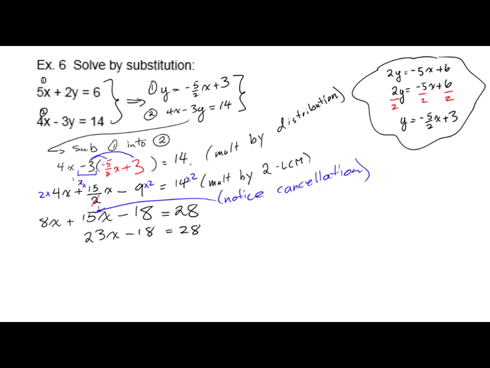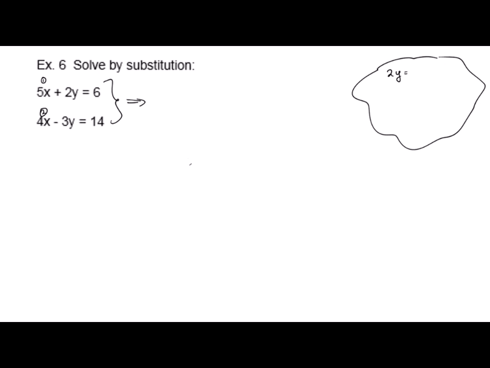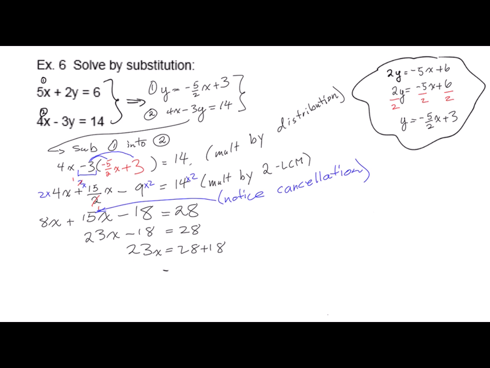So now we end up with 23x minus 18 equals 28, and then we'll move the 28 to the other side to get 23x is equal to 28 plus 18. And so we now end up with 46 equals 23x, and we go through this math and we end up with our value of x is equal to 2.